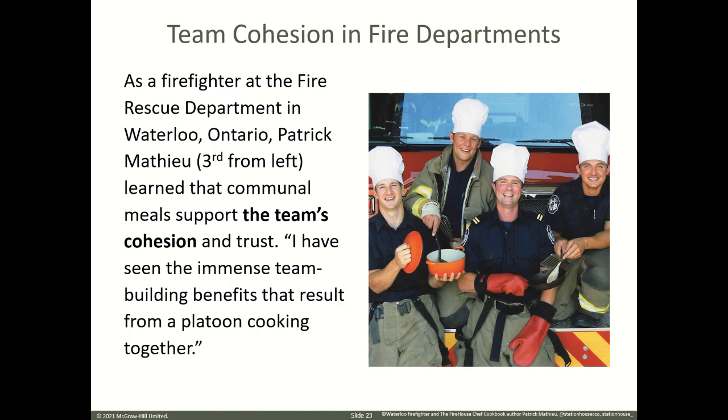Now we can see team cohesion in the fire department. As a firefighter at the fire rescue department in Waterloo, Ontario, Patrick Matthew, the third from the left, you can see, learned that communal meals support the team's cohesion and trust. I have seen the immense team-building benefits that result from the platoon cooking together.